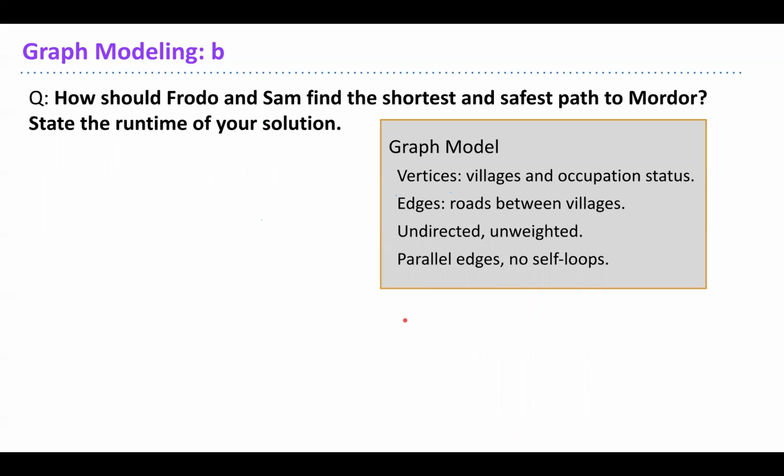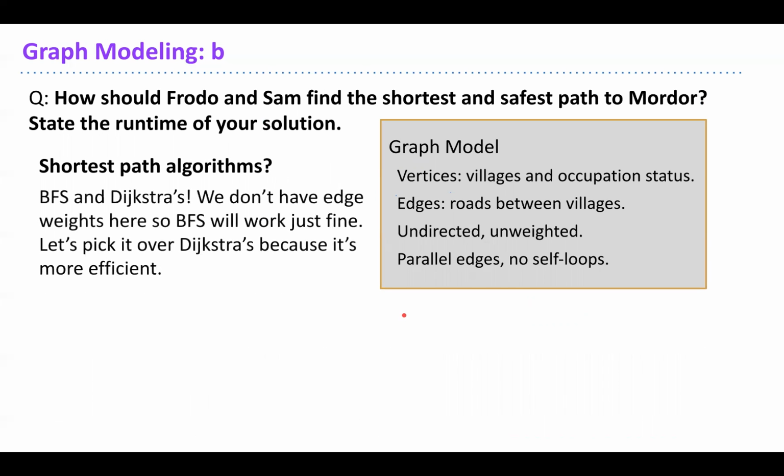All right, so moving on to question B. How would you find the shortest and safest path to Mordor? So let's think about the shortest path algorithms that we know. So we know two algorithms, right? We know BFS, and we know Dijkstra's. Since Dijkstra's was mainly for weighted graphs, we could run it on unweighted graphs, but BFS would be more efficient over here, and that's why we choose BFS over Dijkstra's.